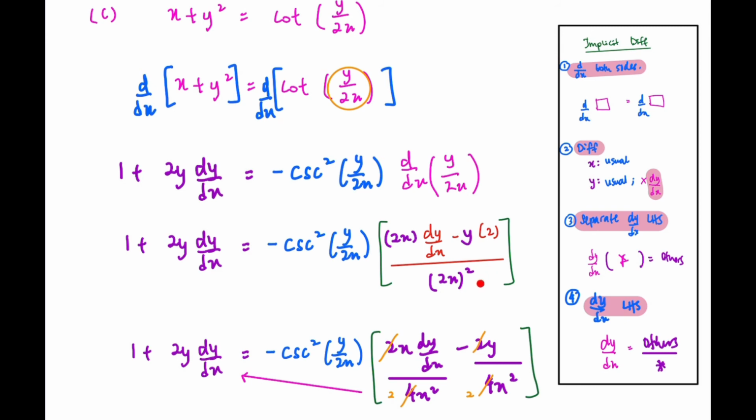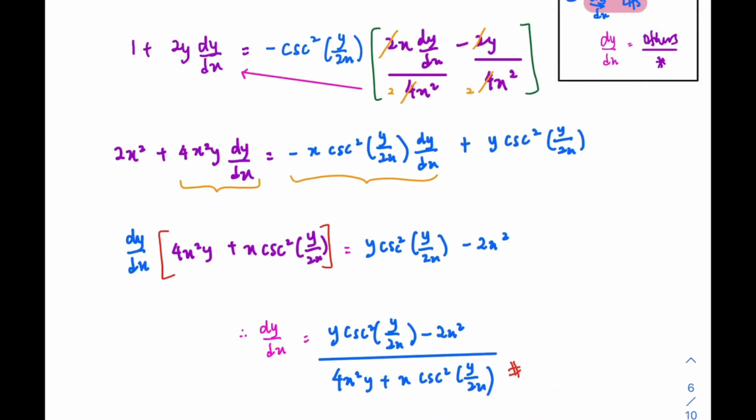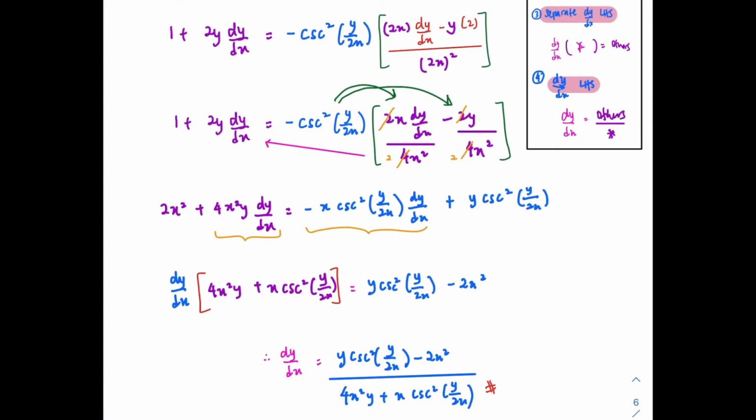When you have done this, what we should do is just separate this to be over this term minus 2y over this term. So let's cancel out 2 first, and then your denominator, let's simplify, multiply it to our left hand side. So now we have 2x squared plus 4x squared y dy over dx equal to, and then let's expand this. This is the first term and this is your second term. Expand everything so that it will be easier for us to proceed with the third step.